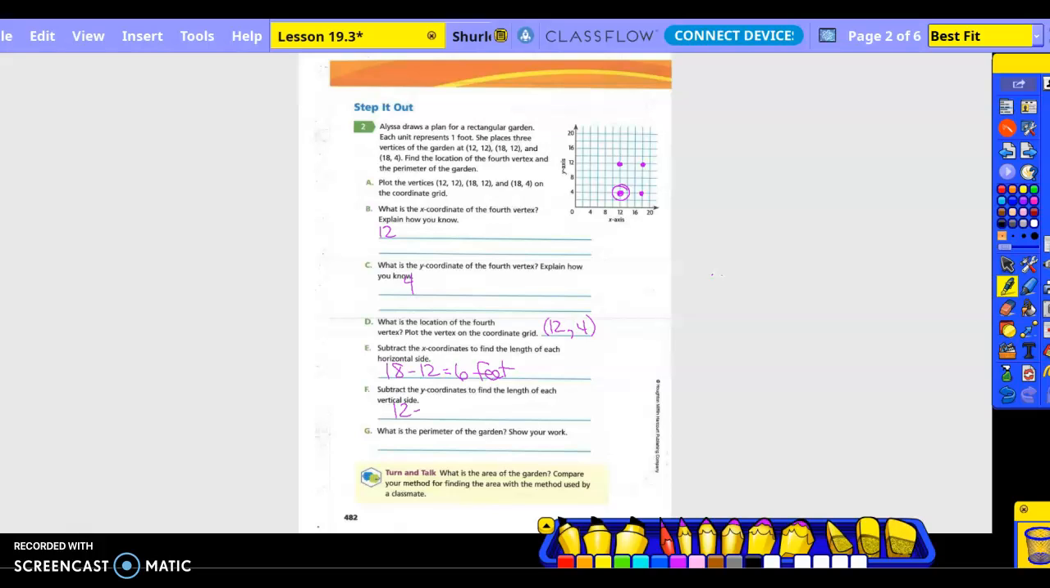12 minus 4 equals what? 8. So 8 feet. So what is the perimeter of the garden? So perimeter is what? So perimeter, let's write our formula. Perimeter equals 2 what?